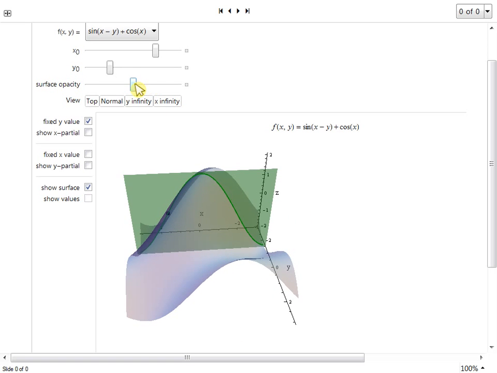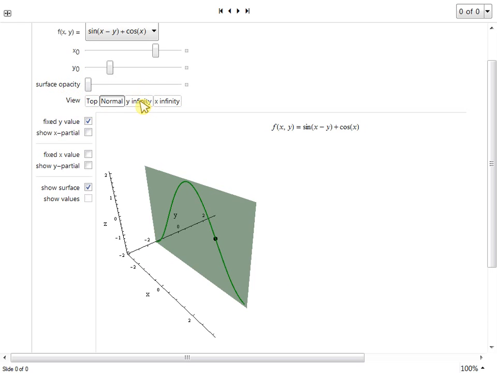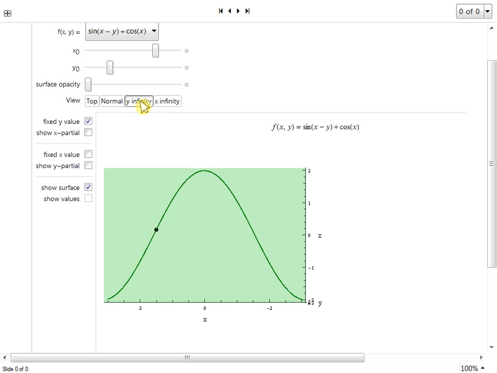I'm going to take the surface out of here because I think it's just getting confusing. Here's our normal view. There we go. If I look at it from the side, that looks very much like Cal 1, doesn't it? I have a curve, and it would make sense to find the slope of that line. Yes? But my y is fixed in order for me to be able to do that. Questions?